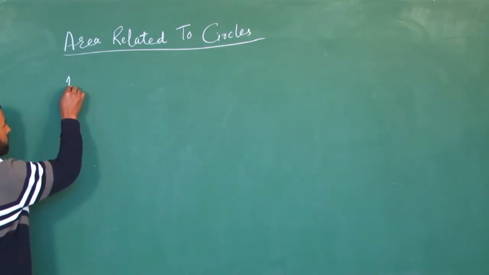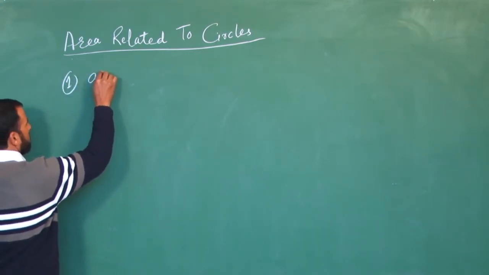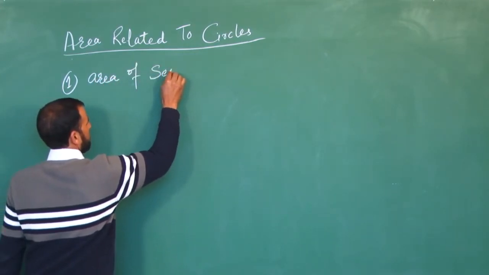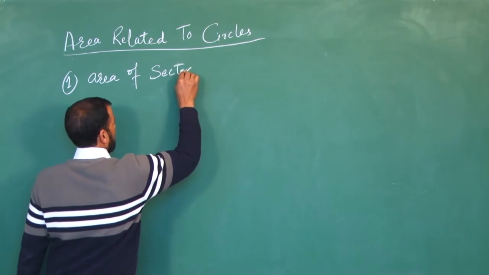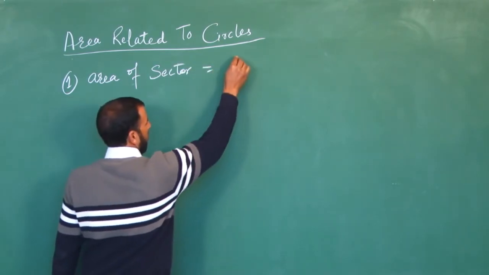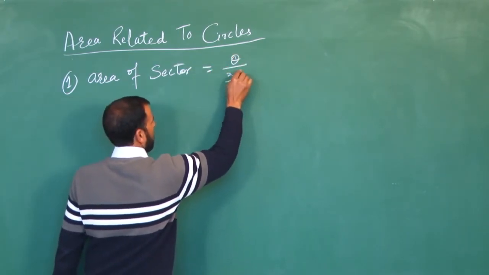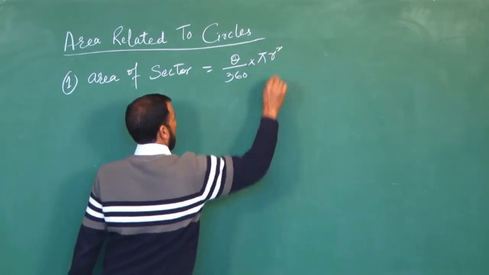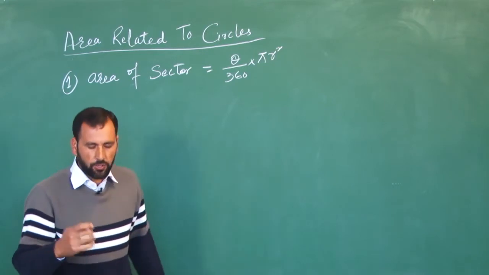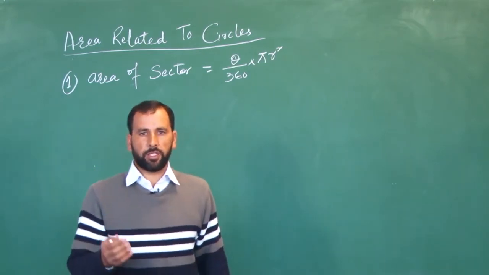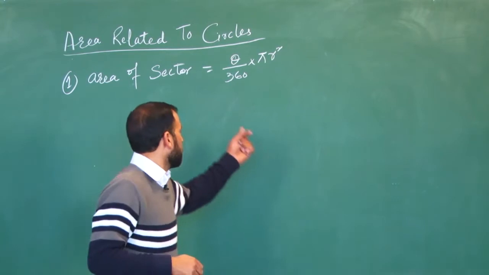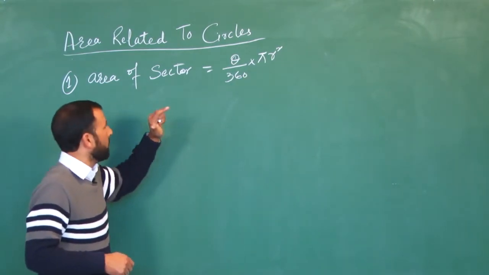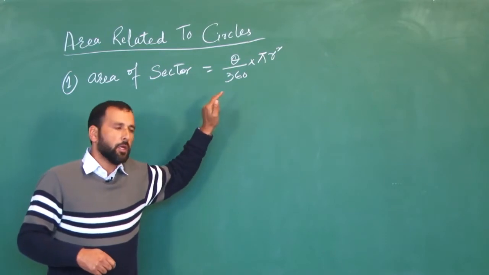First is the area of a sector, which is equal to theta divided by 360 into pi r squared. We know that r is the radius of a circle and theta is the sector angle. Theta divided by 360, the complete angle, into pi r squared is the area of a sector, meaning the area of the minor sector here.